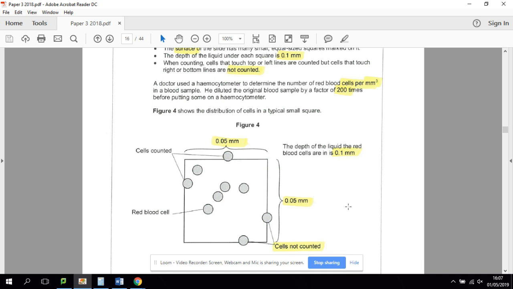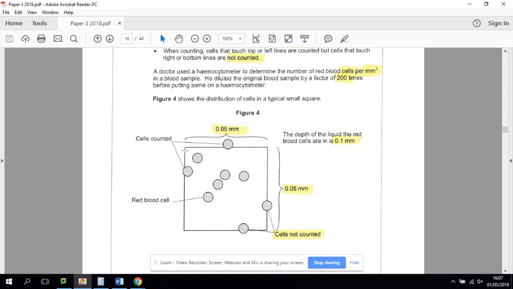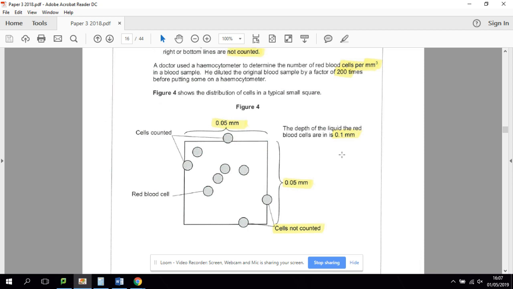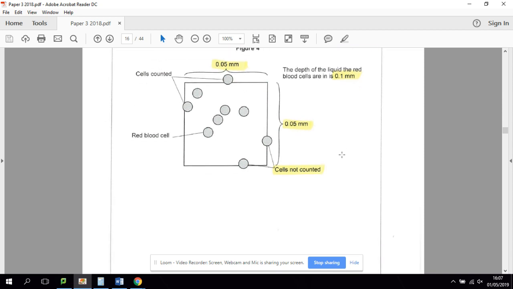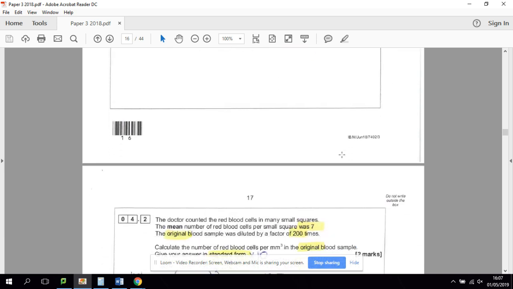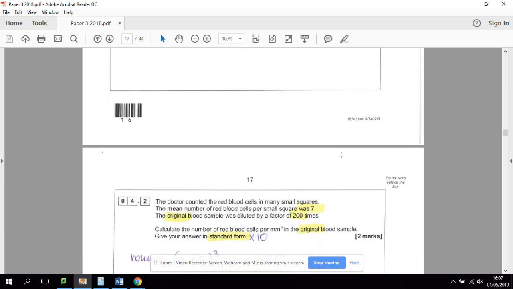So he diluted the original blood sample by a factor of 200 before putting it in. So how can we possibly work out the volume? 0.05 here, 0.05 in there, times 0.1, because that's the depth of the blood cells. So that's something to remember. Looking at the question, the doctors counted the red blood cells in many squares. The mean number was 7, and the original sample was diluted by a factor of 200. And look, they again want the answer in standard form.